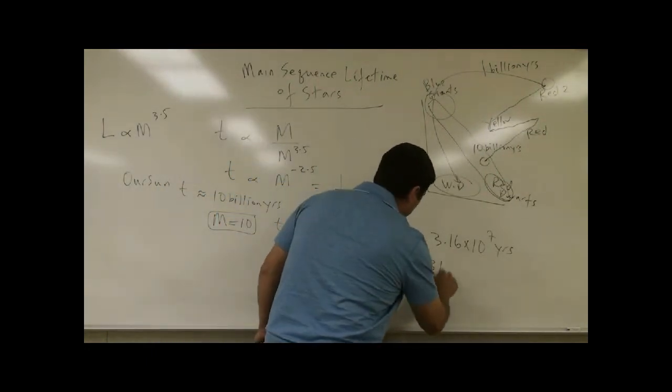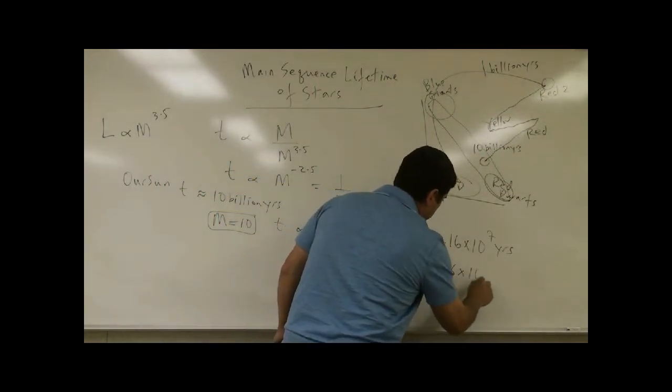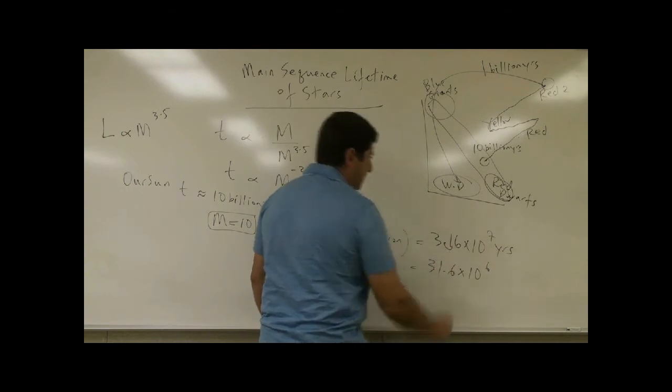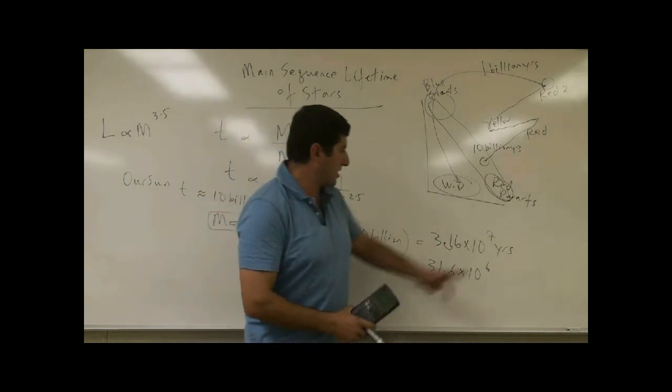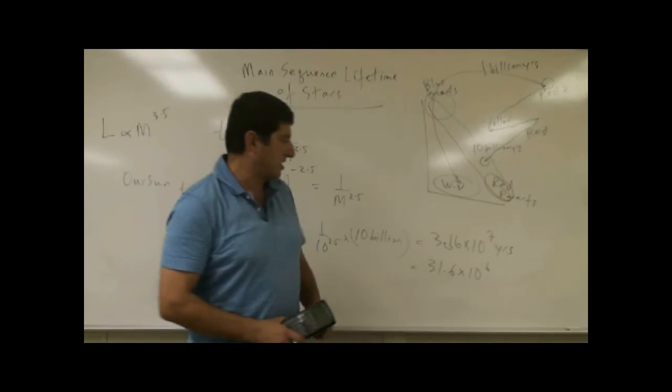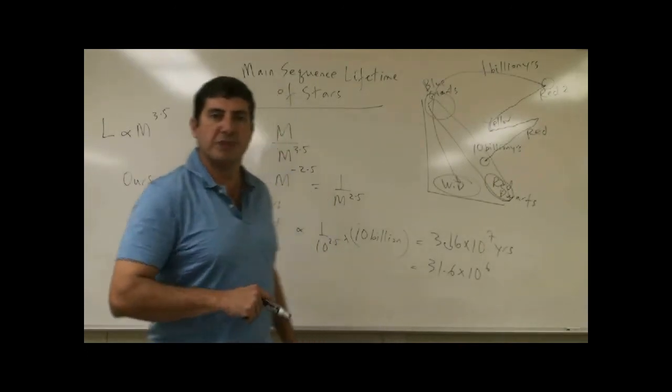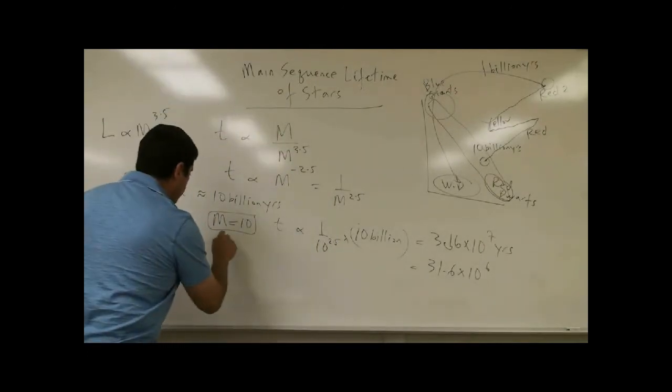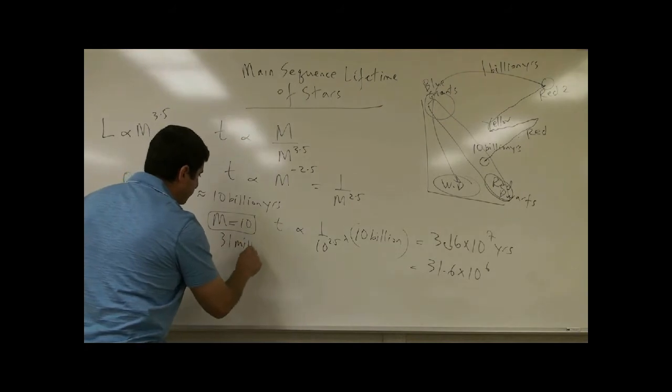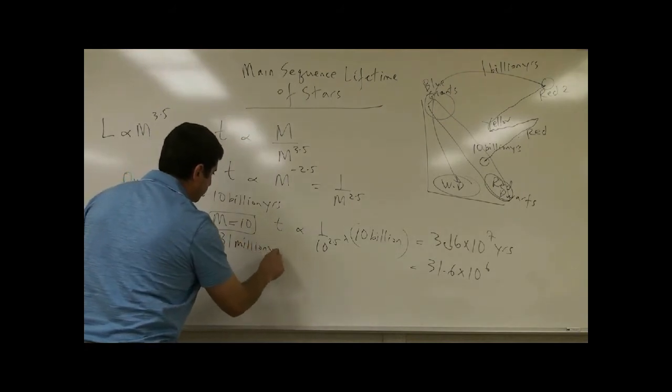Well, that's 31.6 times 10 to the 6th. We can move the decimal place 1 over, and then the power of the 10 will be 10 to the 6th. So we can say now 31 million years. This guy will live 31 million years.